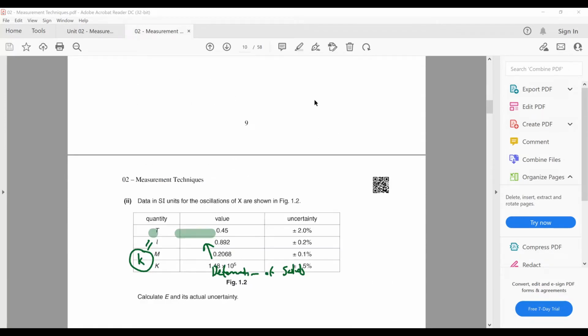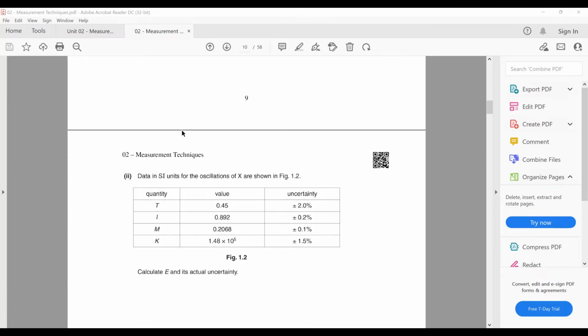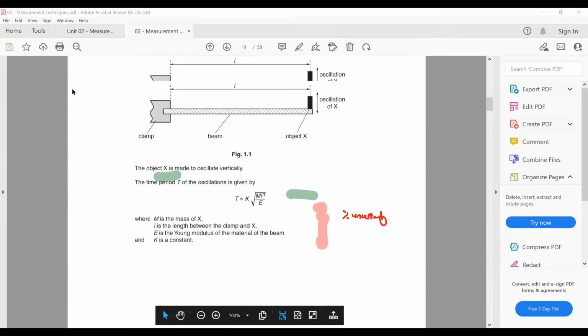They already told you that all the values of the data are given in this table, and they're already in SI units. So you don't need to worry so much about the units. You don't need to worry about converting from non-SI to SI and so on. These are all the values here, and this one that you see is the percentage uncertainty. So calculate E and its actual uncertainty.